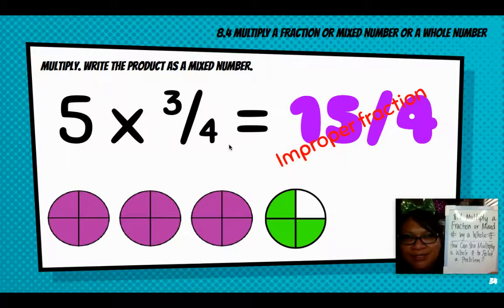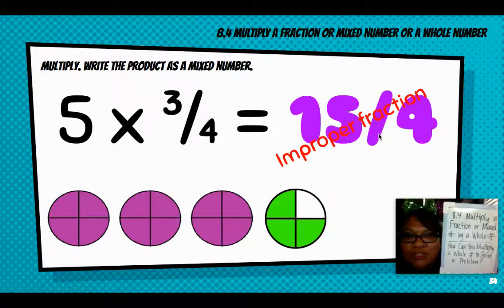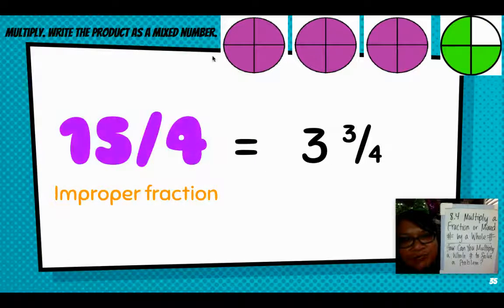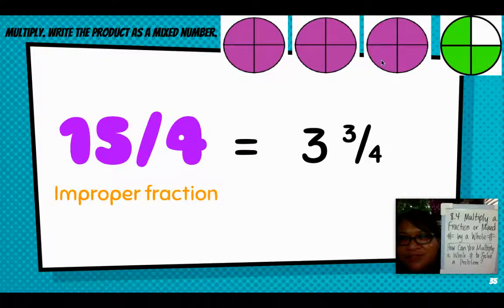So what do we need to do? Well, we need to rename 15/4. We're not changing the value, we're just renaming it. So we can see that 15/4 right over here, we can count the number of whole units, right? We shaded in 15 of them. We see 3 whole units here. And then we have 3 remaining left over.